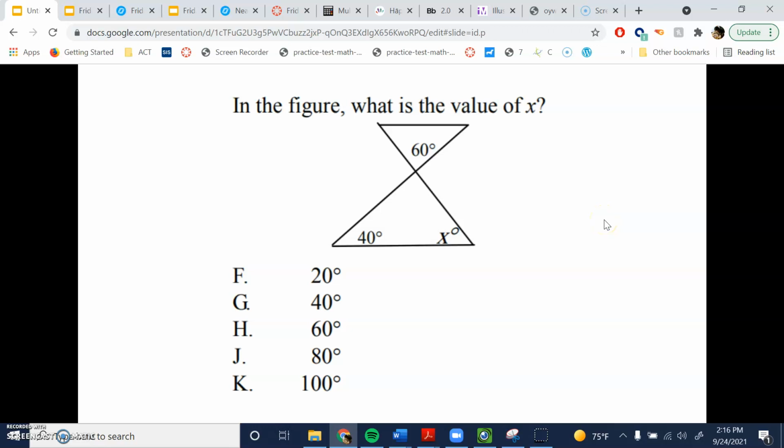Here's the do now. Okay, so we need to get X. What is X? Use your knowledge of angles and triangles. Ready, set, go. Pause the video.